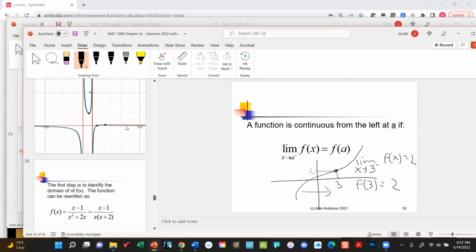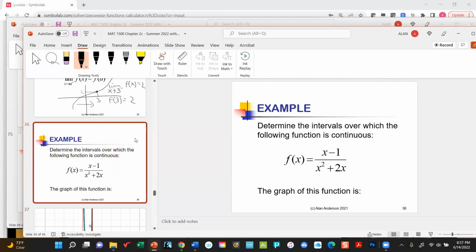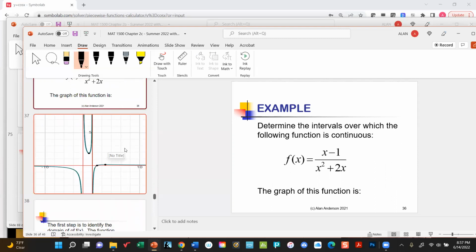Now, here's an interesting result. What we're going to do here is look at this function, and we're going to try to determine the intervals over which it is continuous, if any. Okay. So let's look at this thing. First of all, when you see this graph, you'll say, oh my God, what is going on here? It actually has 3 distinct sections and 2 vertical asymptotes.